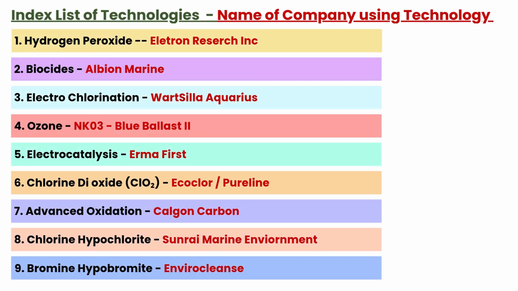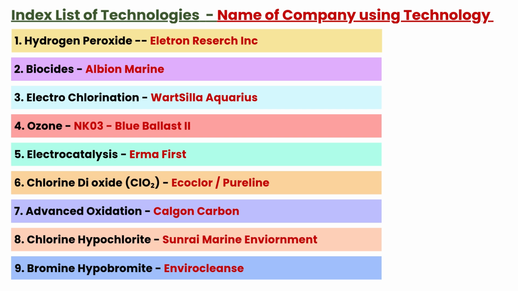The list of technologies which are used, they are: number one, we are injecting hydrogen peroxide. The name of the company which has tested and done it is Electron Research Inc. Biocide is done by Albion Marine. Electrochlorination is done by Wartsila Aquarius.